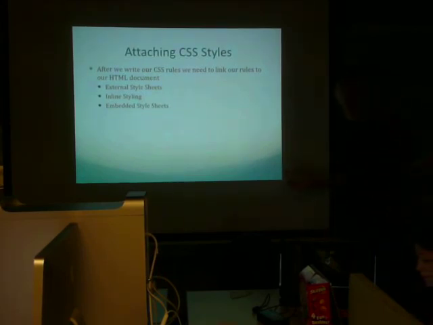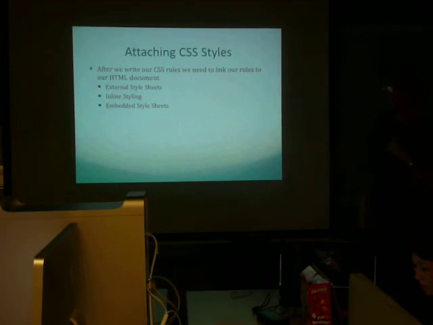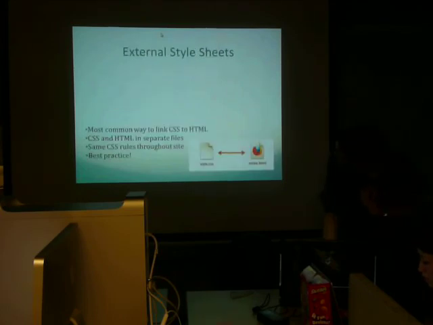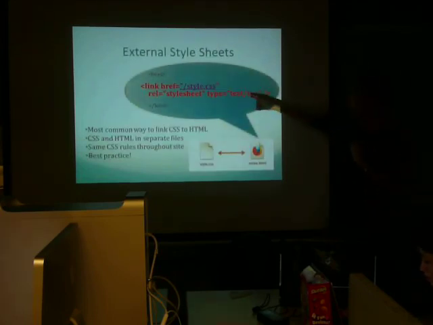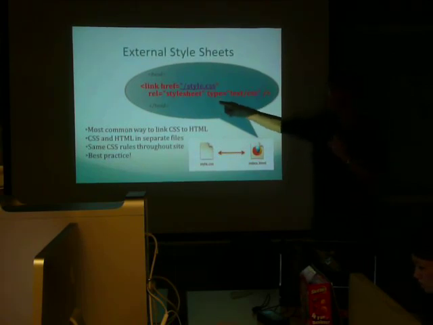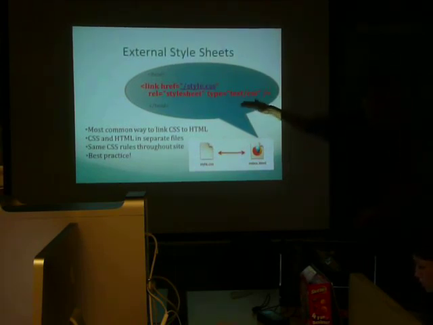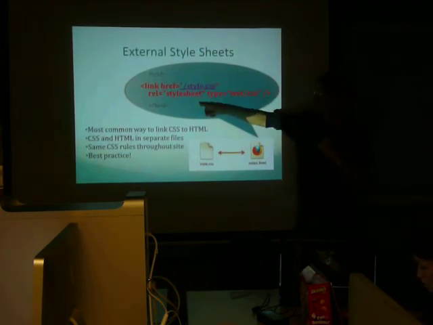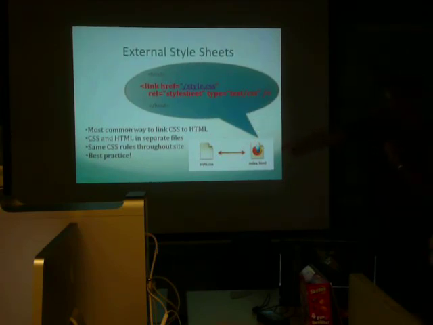So CSS is all about separating your design from your data, from your HTML document. We want to link our rules to our HTML document, and there are 3 ways to do it. The first way is the best way. It's called an external style sheet. At the very top of your document, where you put your head, you can say link href, and then put a link to your CSS document. You say rel stylesheet, type text/css, which tells it to read it as a CSS document. This will apply all the CSS styles inside style.css to your document. This is the most common way to link CSS to HTML, the best practice.